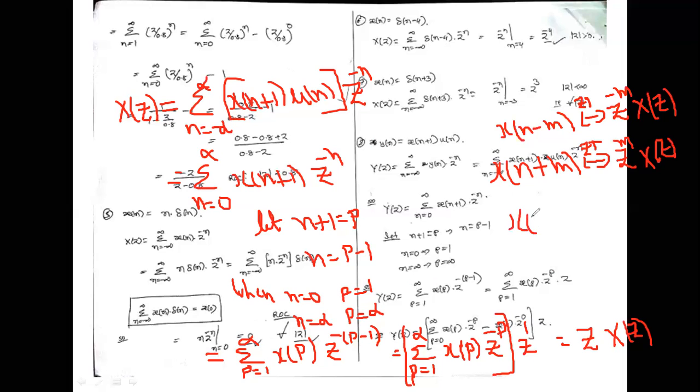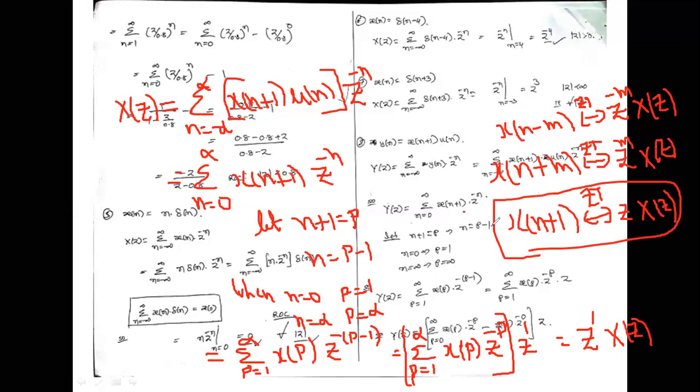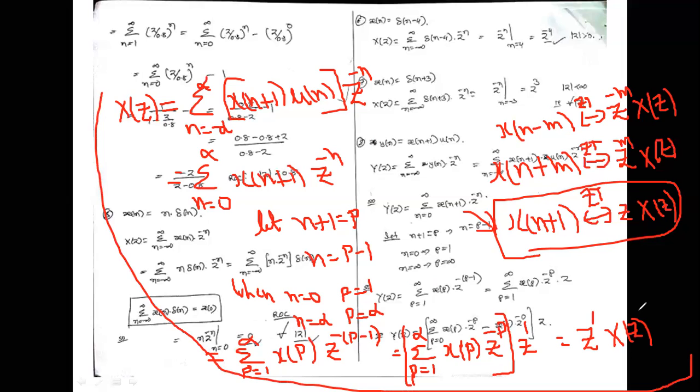So x of n plus 1, the transformation you can directly write as z power 1 times x of z. Got it? You can write it directly for the online bits, but when it is given in 3 marks or 4 marks, I have to show the total procedure to get z times x of z. Got it, my dear students? If it is x of n plus 2, it is z square x of z. If it is n plus 3, it is z cube x of z. Okay.